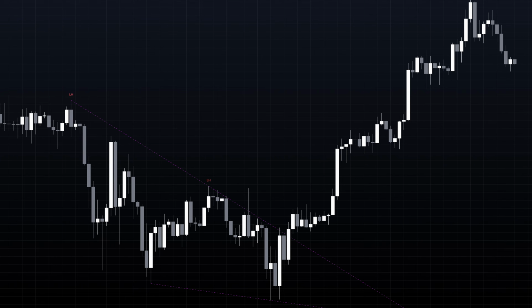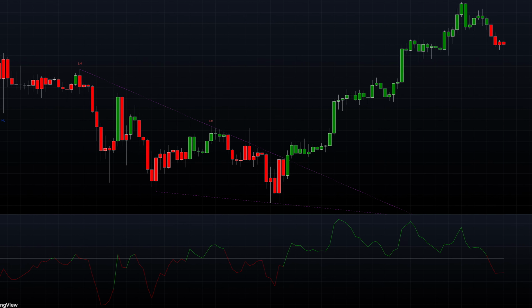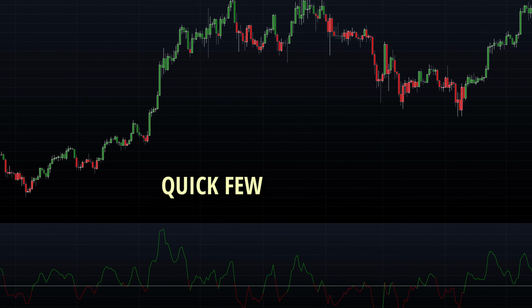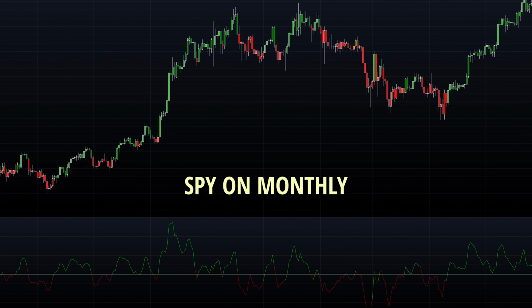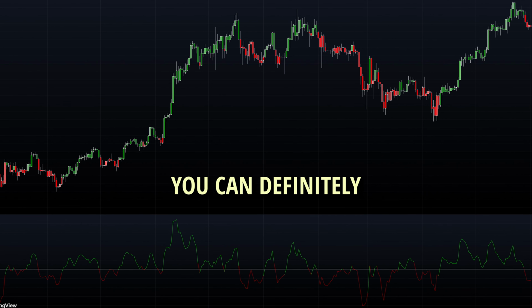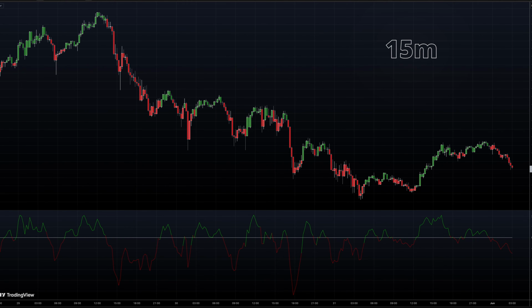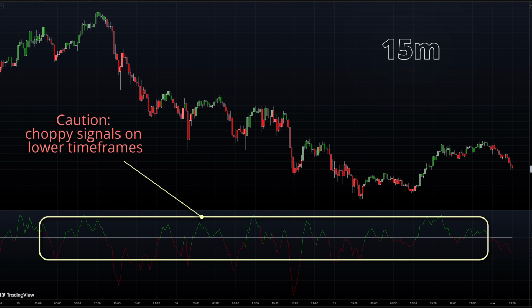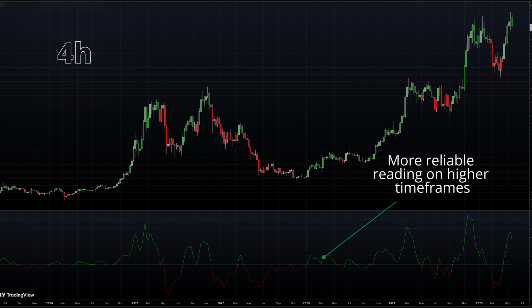Both indicators are good, but can be subjective, and both need some extra supporting information for decision-making. And that's why we use them together, as they complement each other very well. Quick few words on the AK Trend ID indicator. Although it's tailored for SPX or SPY on monthly timeframes, you can definitely adapt it to other instruments and timeframes like any other indicator. That said, higher timeframes will still work better, as the noise will be lower compared to 5 or 15-minute charts, for example. This combo works best on higher timeframes like 1 hour and above, ideal for swing or position traders.